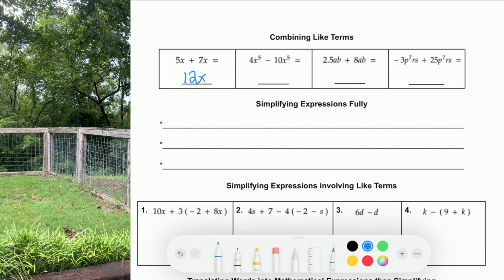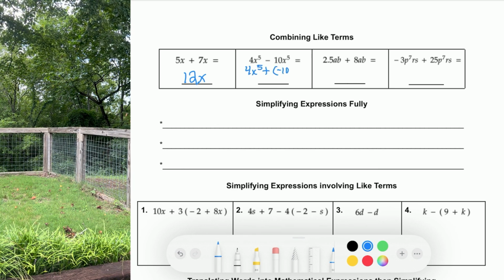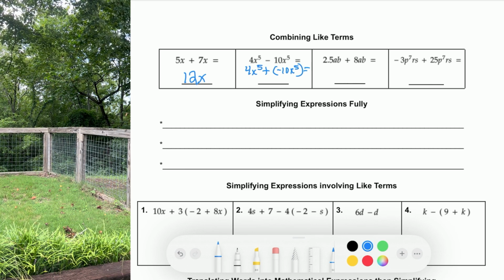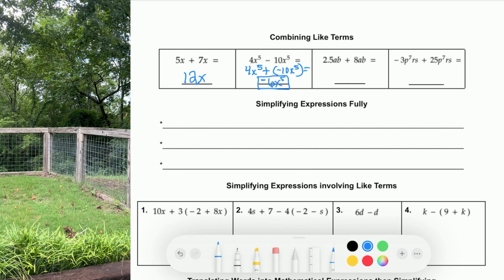Look at the next one. 4x to the power 5 minus 10x to the power 5. First thing I need to do is see if I can actually combine them. Are they like terms? They are. Both x's have to the power of 5. Before I combine them though, I'm going to do the keep it, change it so that I can actually do that. So it becomes plus negative 10x to the power of 5. I have two different signs, so I need to take the difference, which is 6, keep the sign of the larger one, which was the 10, and then the x to the power of 5 stays the same. And that is our answer.